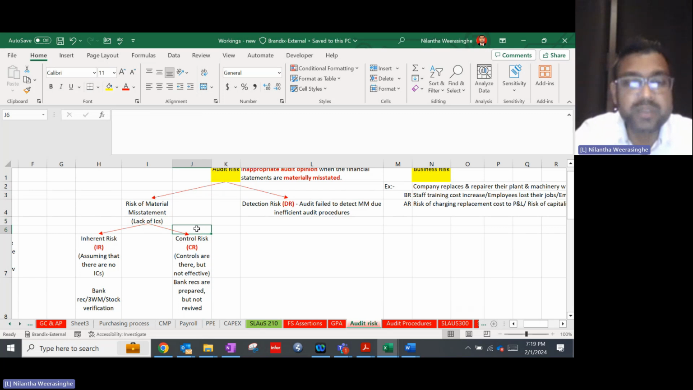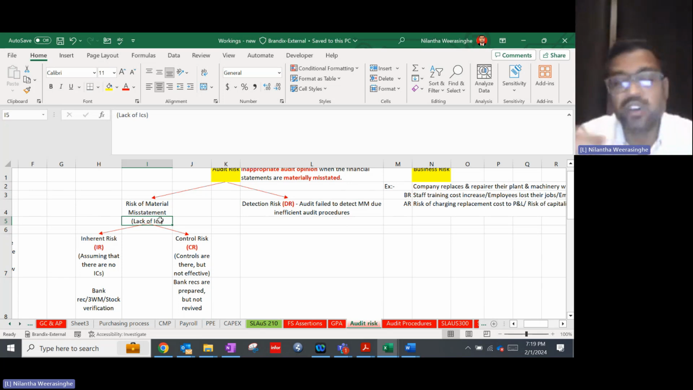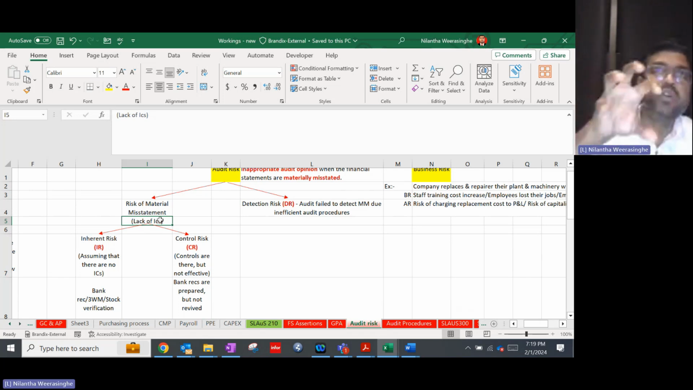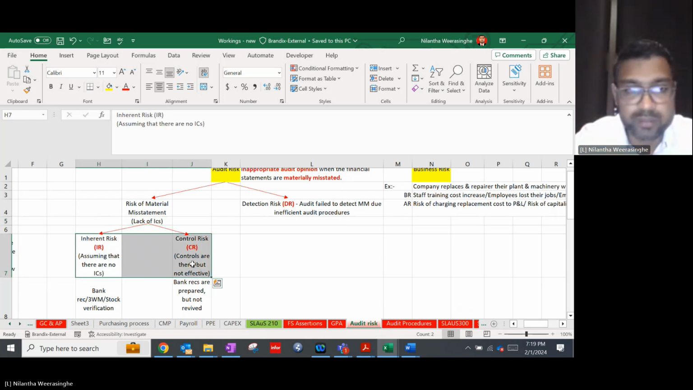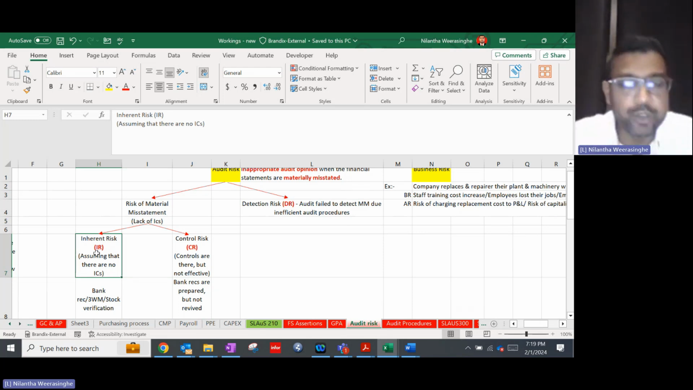In a business, material misstatements, in other words fraud or errors, happen because of what? Lack of internal controls. Risk of material misstatement is there because of what? Lack of internal controls. That improper or weak internal control, again, we can divide into two components. One is inherent risk. Inherent risk, again, is linked to internal control.